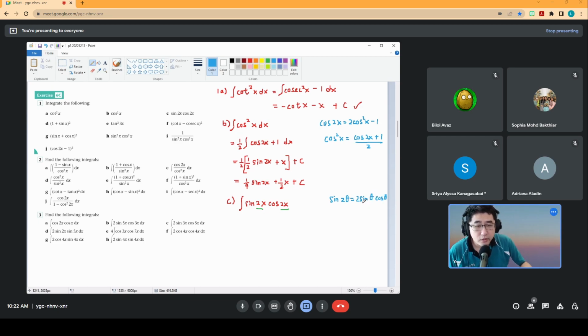So you will see that there's a sine theta and cos theta here, where they are the same thing, which means this question of sine 2x cos 2x can be changed into 1 over 2 of sine of 4x, because the relationship for the double angle formula is double and a half. The double of 2x is 4x.